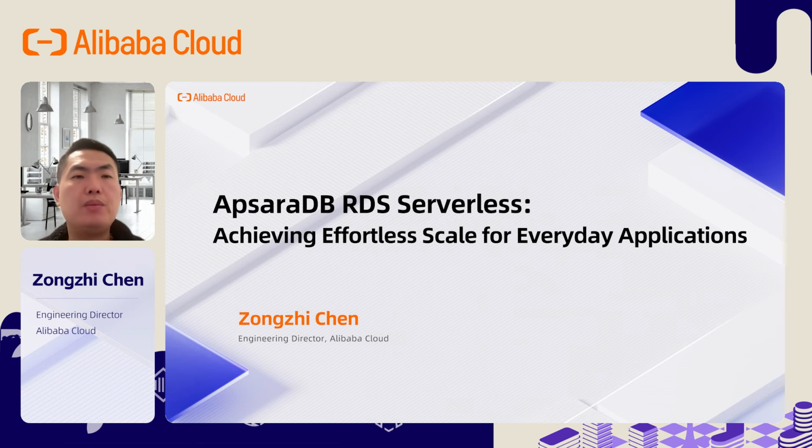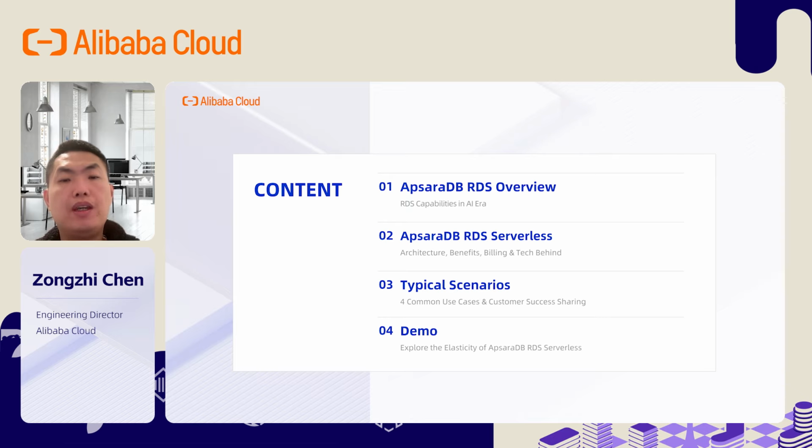Today my topic is ApsaraDB RDS service, achieving effortless scale for everyday applications. So let's quickly go through today's content. The first part is an overview of ApsaraDB RDS in the AI area. The second part, I will introduce the architecture and the tech behind the RDS service. The third part, I will show you 4 common use cases of RDS service. And the last part, I will show you some demos of ApsaraDB RDS service.